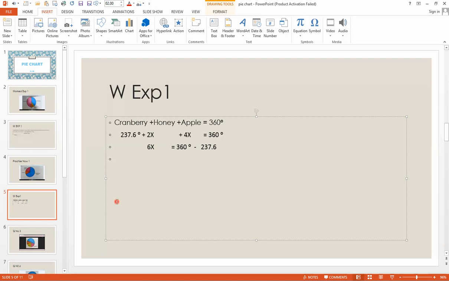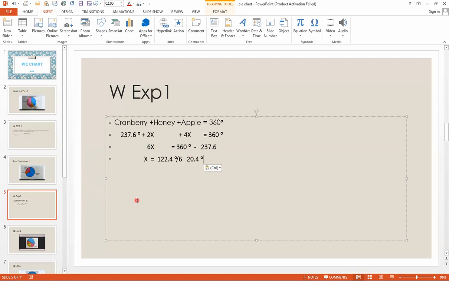So now it becomes very much easier for us to find the value of x. Simply, first I have to subtract this one. When I subtract it, it is equal to 122.4 degree. Okay. And I have to divide it by 6. After dividing it by 6, I will get the value, that is 20.4 degree. Clear? So I will get the value of x, that is 20.4 degree.